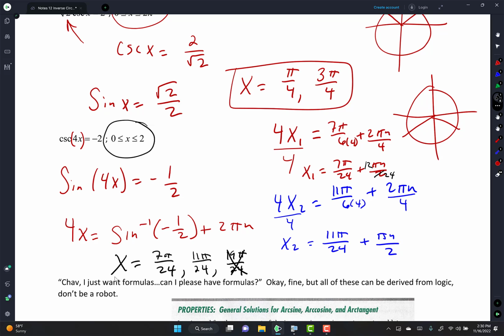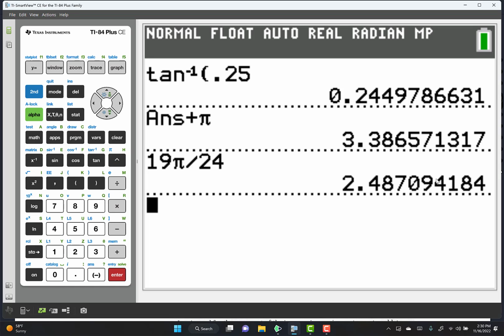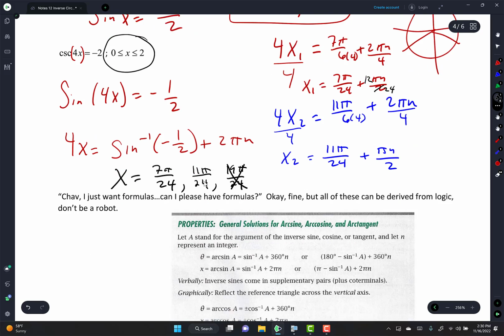You can always just take a calculator, because look, it says between 0 and 2, guys. You can always just take a calculator and literally go 19 pi over 24 and see what that number is. And look, it's bigger than 2. Cool? Yeah, you guys don't look impressed. You guys are like, okay. All right.